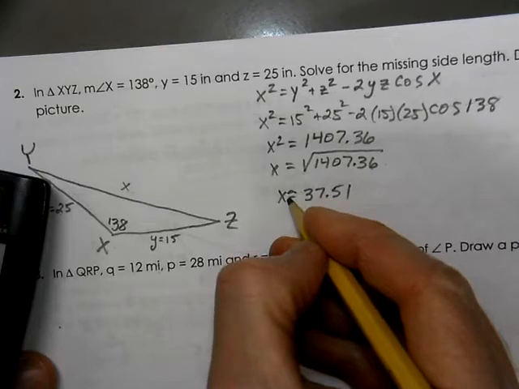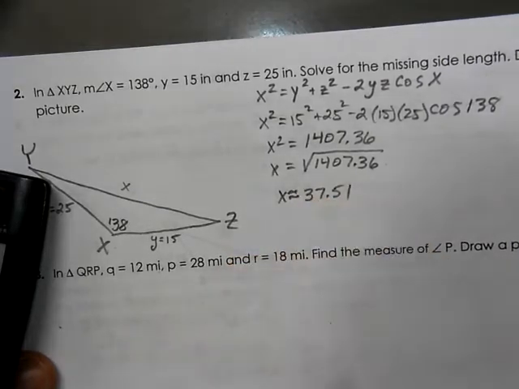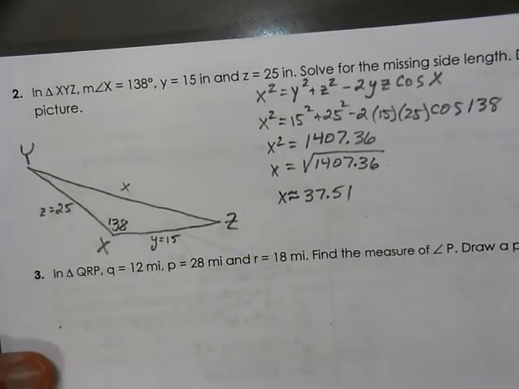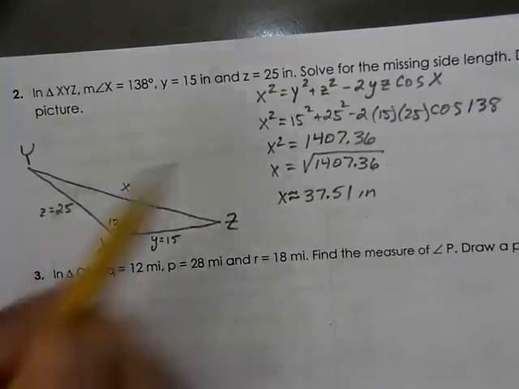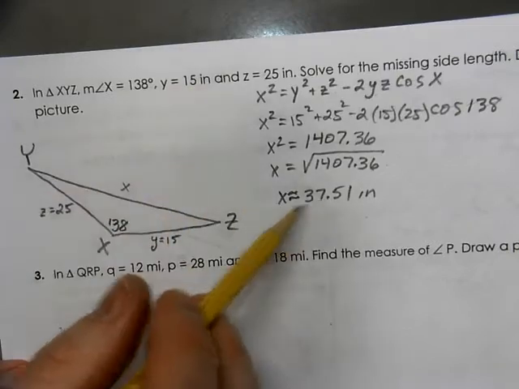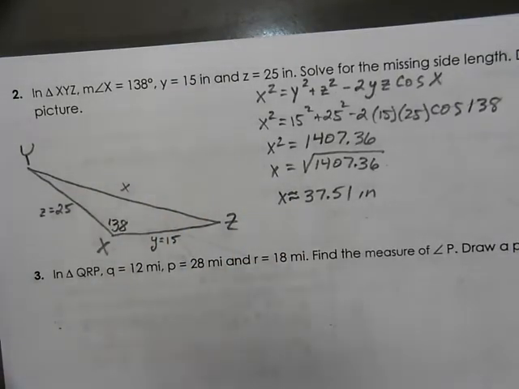You can use approximate symbols if you wish. And our units for this happen to be inches. 25 inches, 15 inches, so x is going to be inches also.